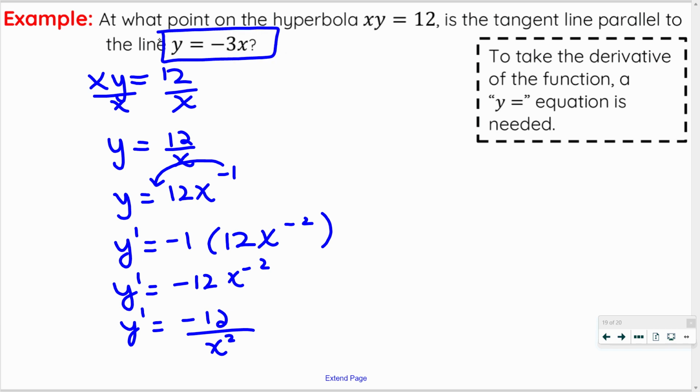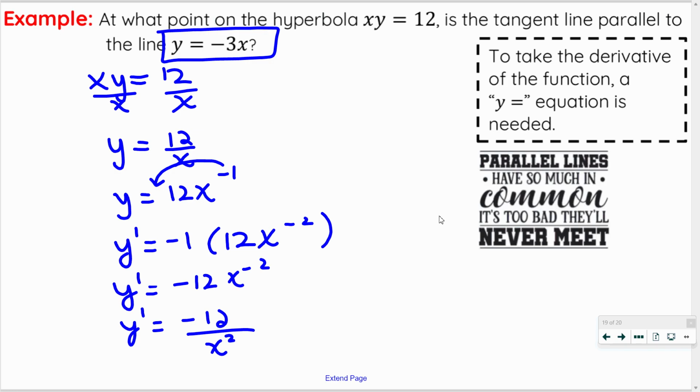So we want to find at what point on the hyperbola is the tangent parallel to this line here. So what do we know about parallel lines? Lines are parallel if they have the same slope. And in fact, parallel lines have so much in common, it's just a shame they'll never meet. So if this slope is -3, the slope of a tangent line parallel to it will also be -3.